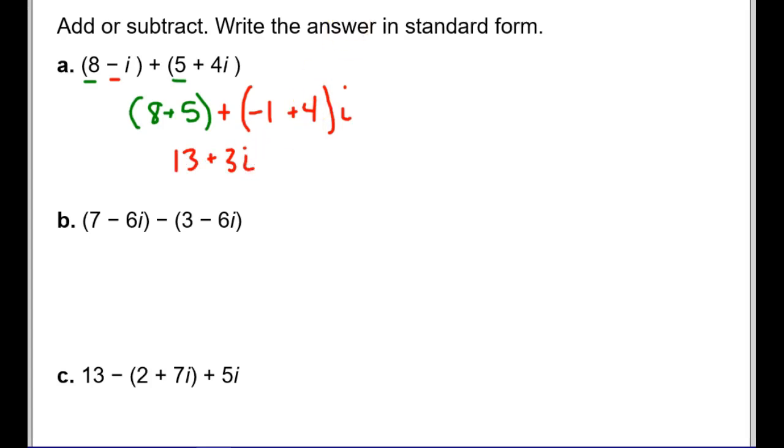Okay? So now let's look at the second example. Now I'm subtracting. So here I'm going to deal with my real parts. So 7 minus 3. And then I've got a negative 6 minus 6. And I can't forget my i there. And this is always going to be a plus sign in between because I've distributed this negative sign already. So I know I can add this. So 7 minus 3 is 4, plus negative 6 minus 6 is negative 12i.